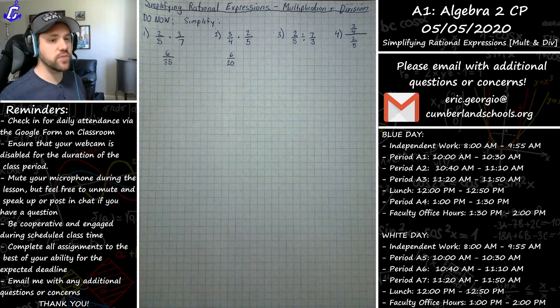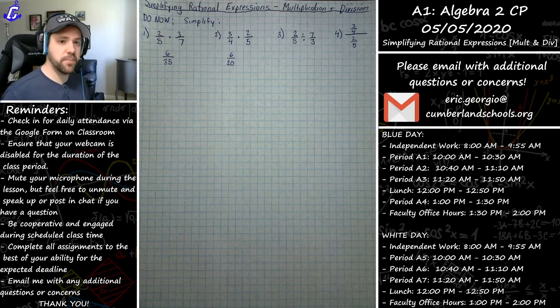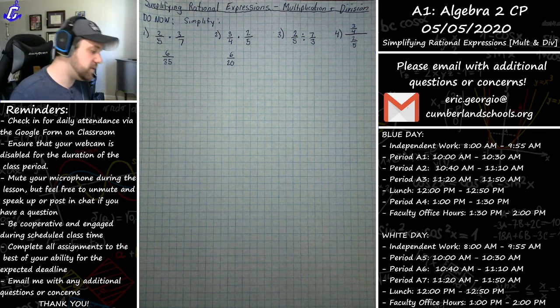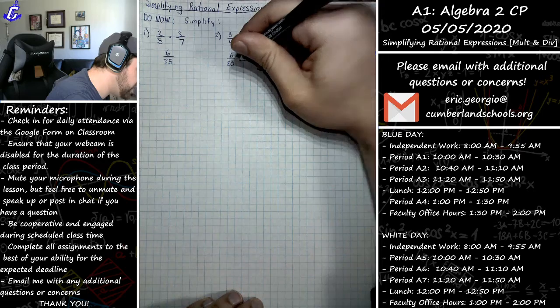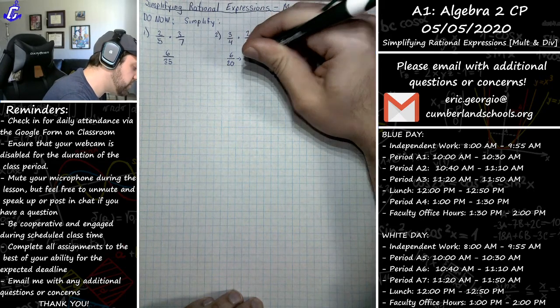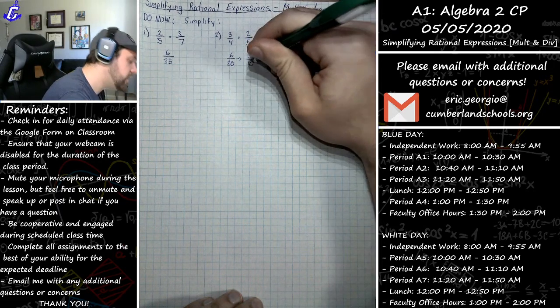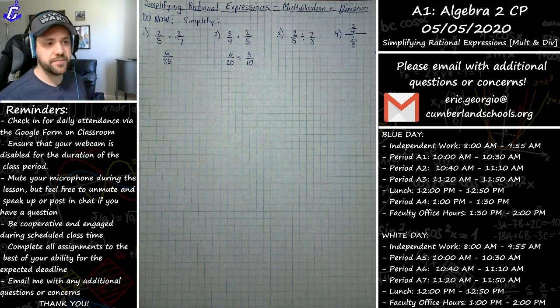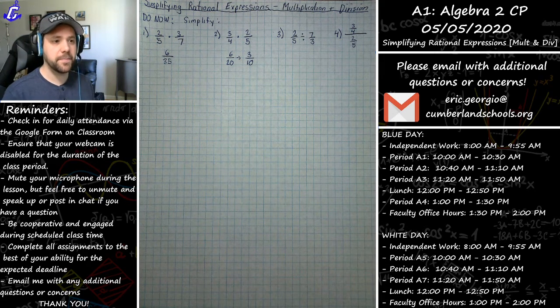We can, however, reduce that fraction. We can reduce it by a factor of 2, because both 6 and 20 share a common factor of 2. So this can reduce now to 6 divided by 2 is 3, 20 divided by 2 is 10, reduces down to 3/10. Okay?